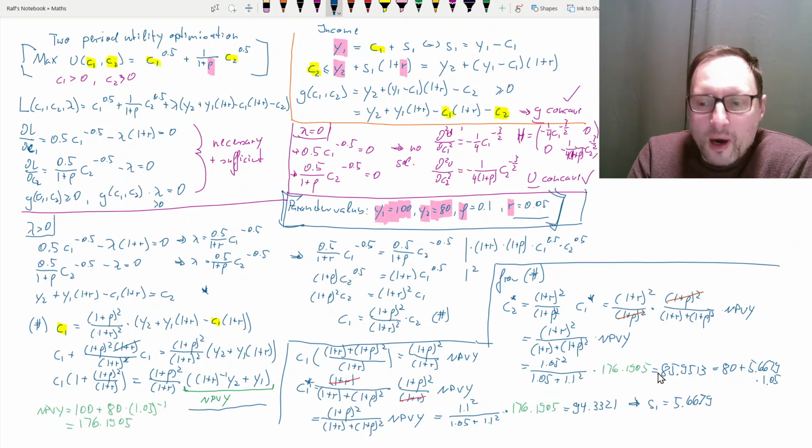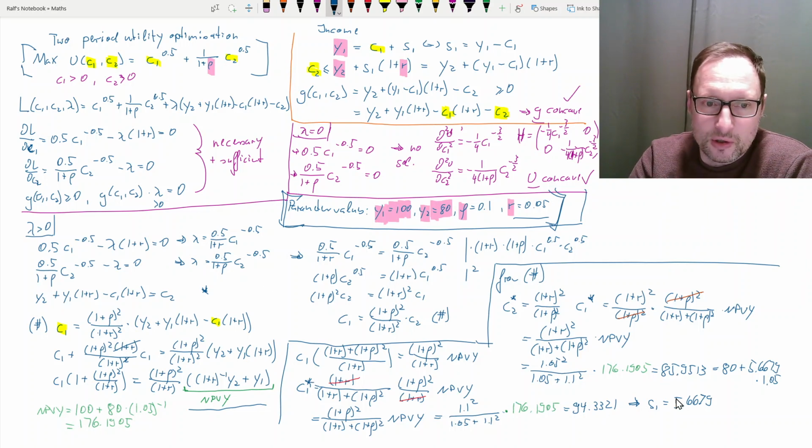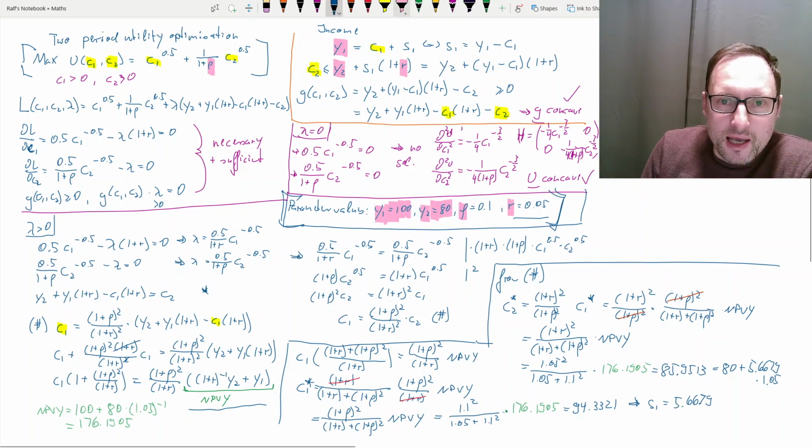So why can we stop this problem here? This is the optimal solution. Okay, the one which we just discussed is the optimal solution. And why can we do that? Well, because as we established at the beginning, our Lagrangian conditions are necessary and sufficient.